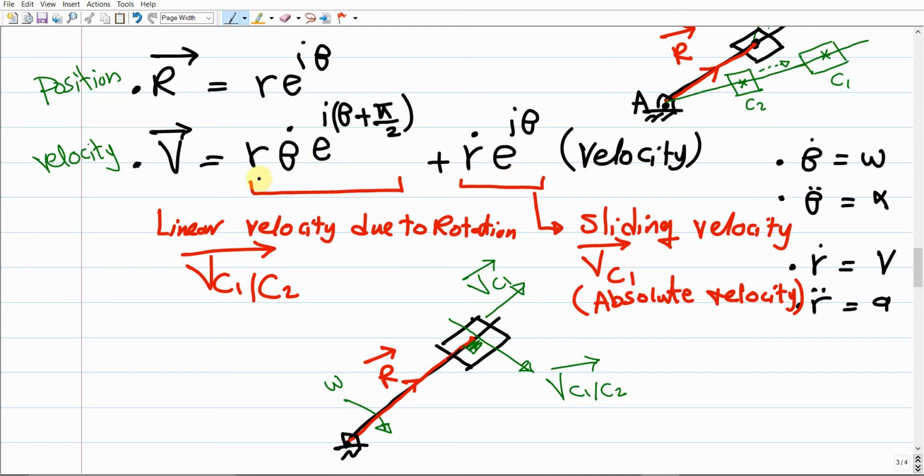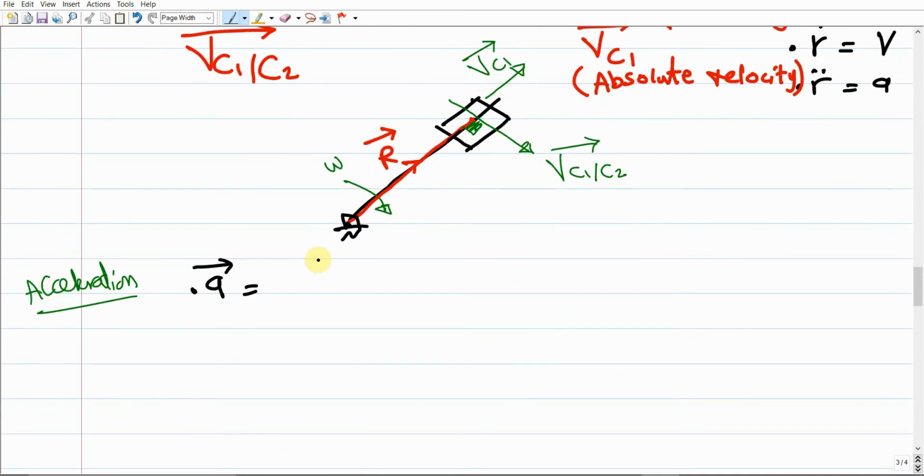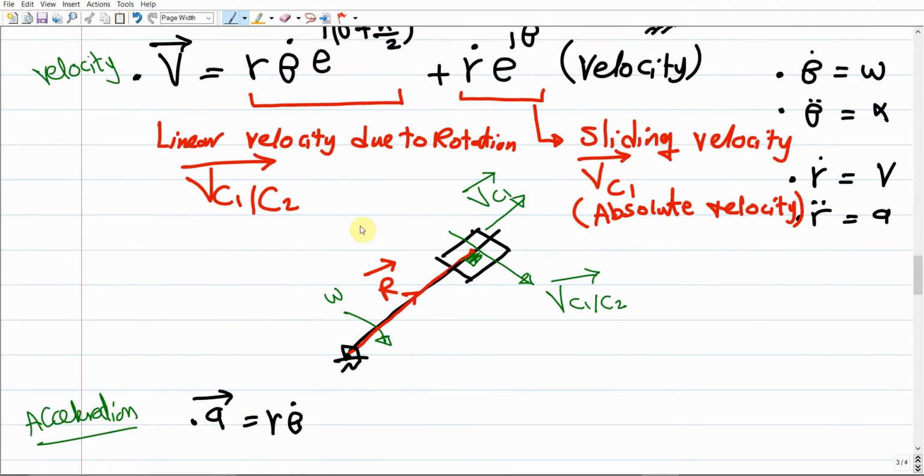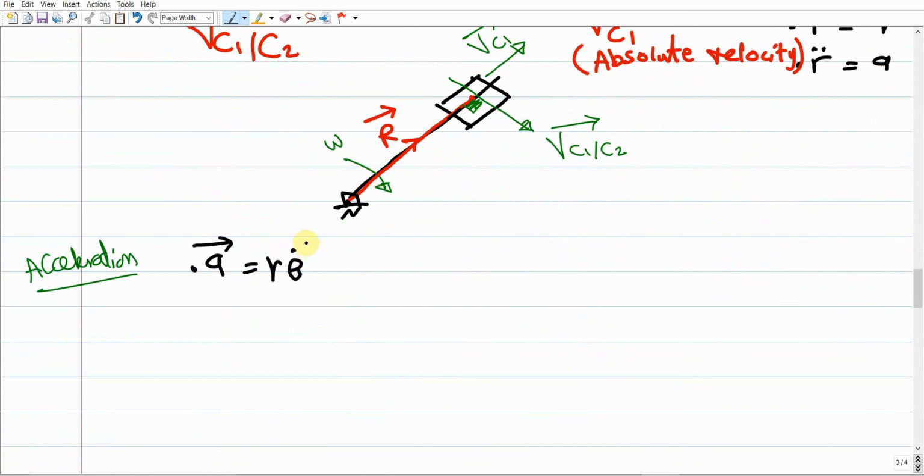How about the derivative of the first term? Let us fix R and theta dot and take the derivative of the exponential term. The derivative of this exponential term gives another theta dot, and we add pi over 2 to the pi over 2 that we already have, so we end up with pi. So we end up here with theta dot squared e^(i(theta plus pi)), because we already added pi plus pi over 2. Make sense?